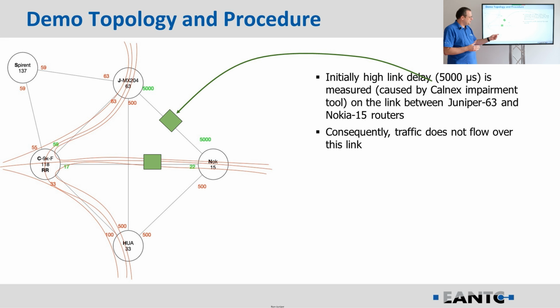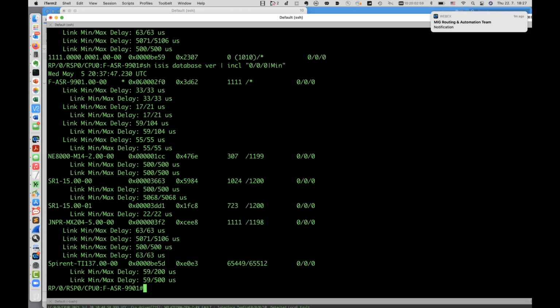As you can see, the red numbers are statically configured. We measure dynamically the delay on these two links with the Calnex device. And now we show a little of the configuration in the routers and how this looks. We might start, for example, with the Cisco. Here you can see partial output of the ISIS database, where each link in the topology is advertising a delay metric. For example, here you can see the 5 milliseconds metric between Nokia and Juniper, measured bidirectionally.